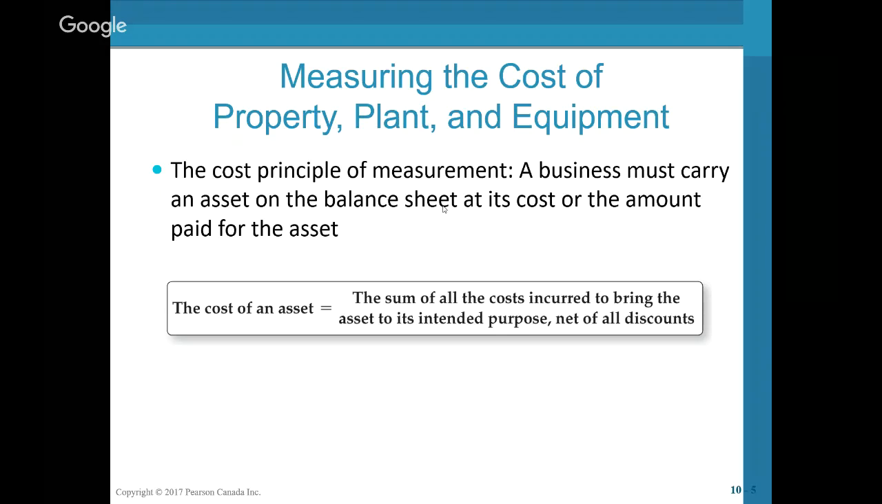What we do is we take our cost, show accumulated depreciation, and then calculate the net book value of property, plant, and equipment. What goes into the cost is the sum of all of the costs incurred to bring it to its intended purpose, net of any discounts we receive.